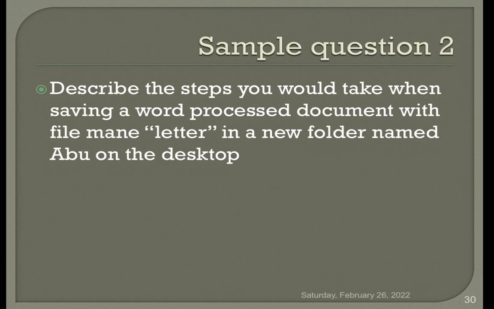Describe the steps you would take when saving a word processed document with the file name letter in a new folder named app on the desktop. By the way, when you're saving on your computer, you find it very easy to save. You click Start, open your document, Office button, Save As, you save. But can you describe it? It's a practical question which you can be asked in paper 1.